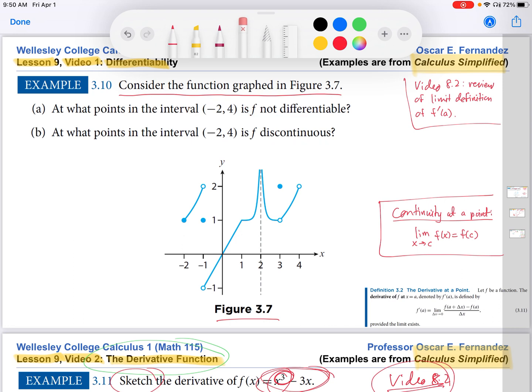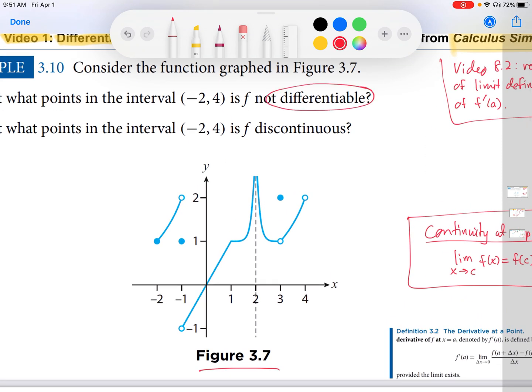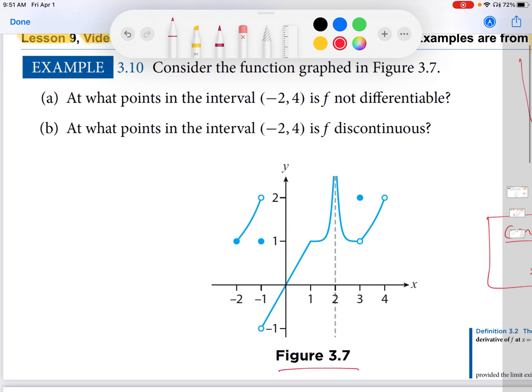So you can see the intent of this example. We want to compare differentiability and continuity. And at the end of the video, I'll tell you exactly how those two relate to each other in terms of a theorem. But for now, we just want to run through this example. Okay, so let me remind you what being differentiable means.